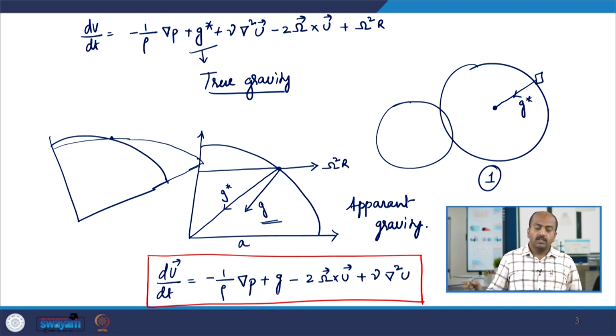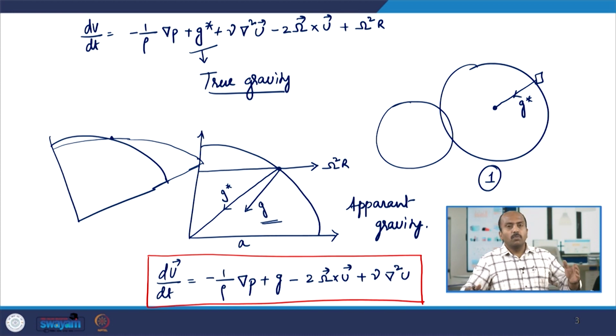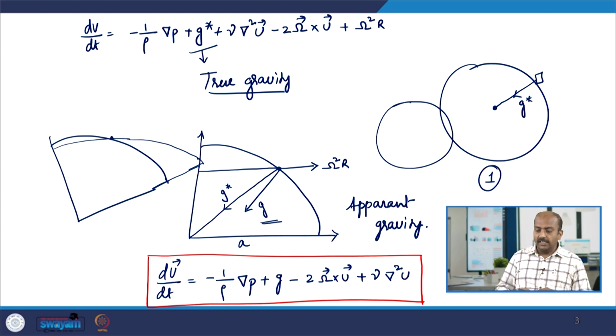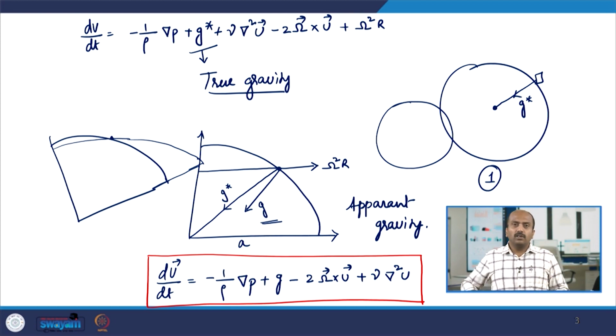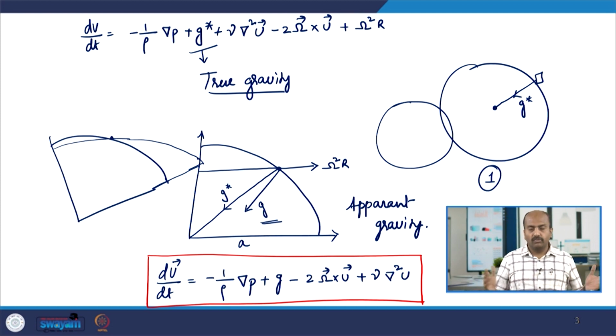From here onwards, g, the effective gravity or the apparent gravity, takes care of the centrifugal force addition into the true gravity. But the very important thing that you should remember is that the true gravity always acts towards the center of mass, and the apparent gravity acts slightly away from the center of mass, right. And what is the consequence? The consequence is that we have the equatorial bulge of the earth itself.